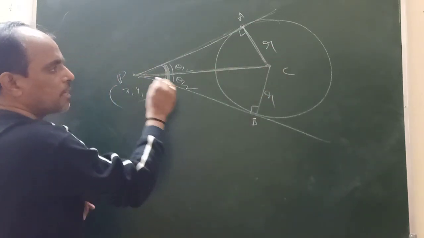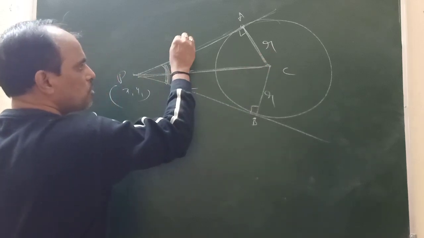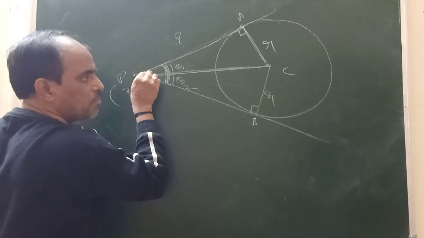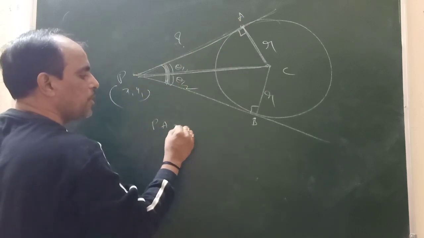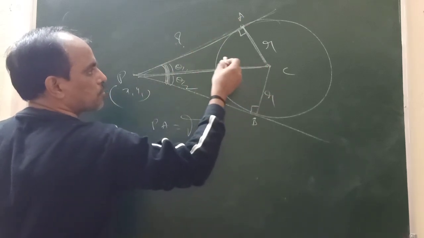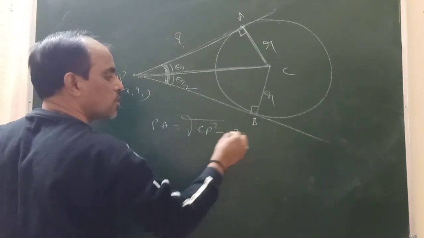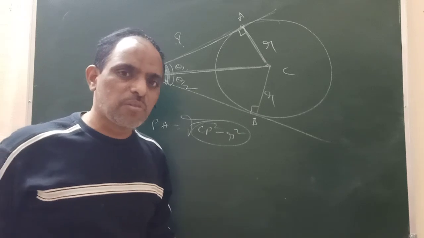This is a right angled triangle. We know this side. What about this one? Come on, you say, since here is 90 degrees and this one is the hypotenuse. What about this PA? PA is nothing but root of hypotenuse square, that is CP square, minus side square, r square. I already told you.